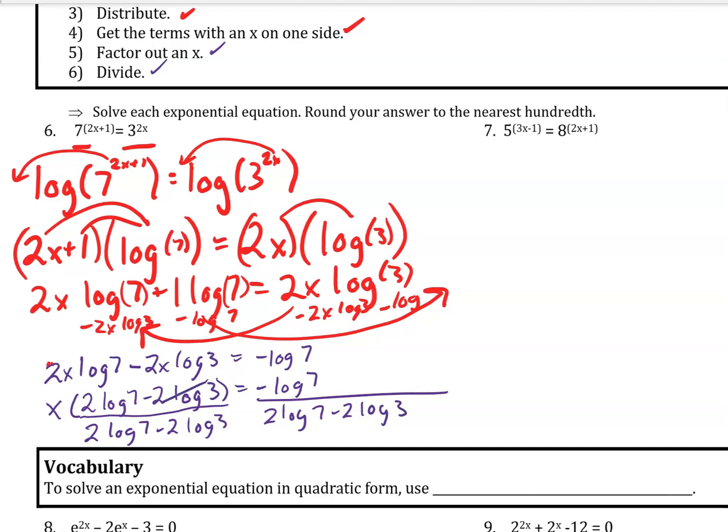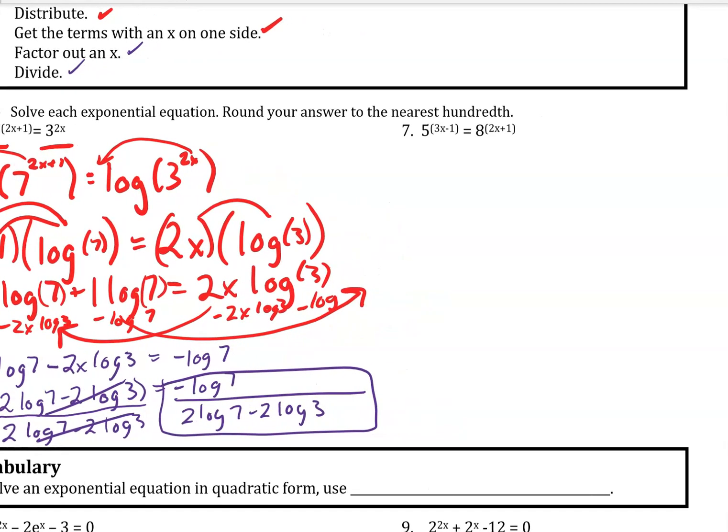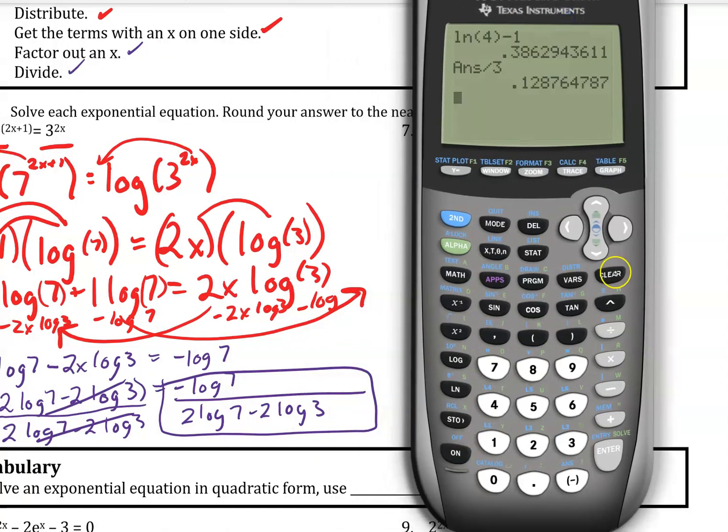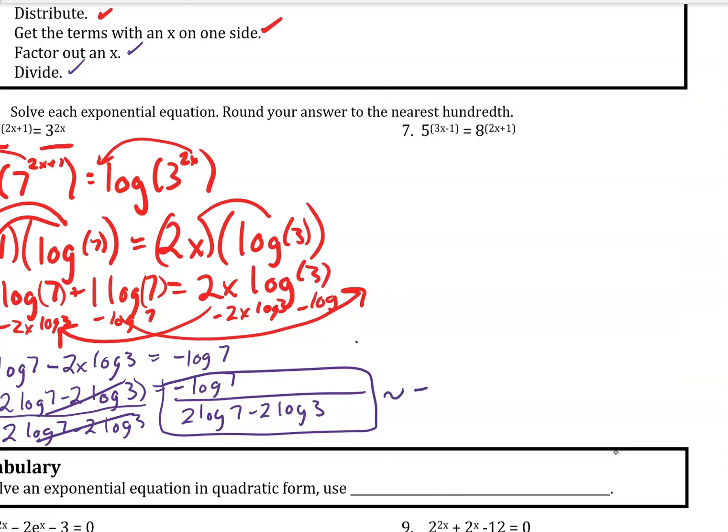So let's solve that. So these cancel, and this is our value for x. Calculator. Negative log 7 divided by the sum of 2 log 7 minus 2 log 3. Negative 1.148. We'll call that approximately negative 1.15.